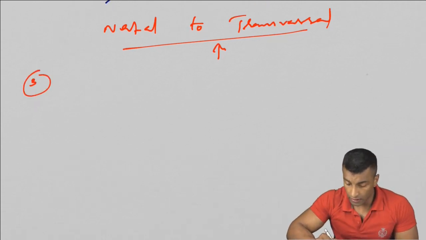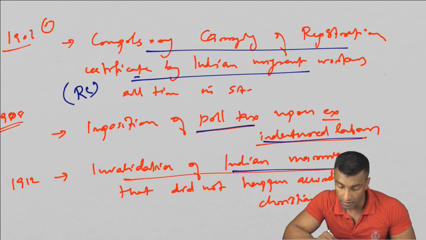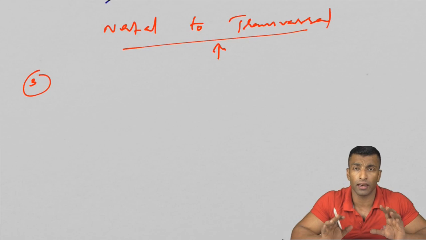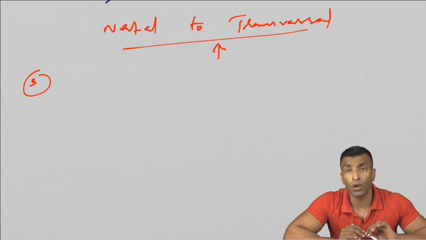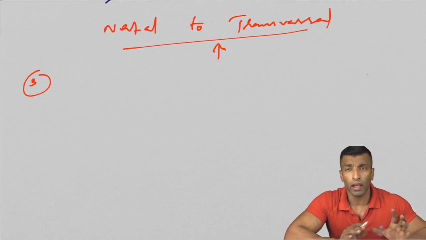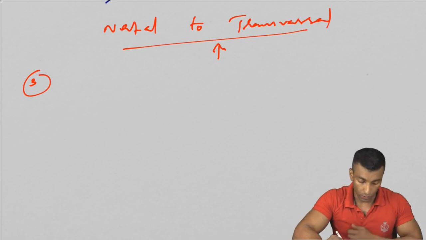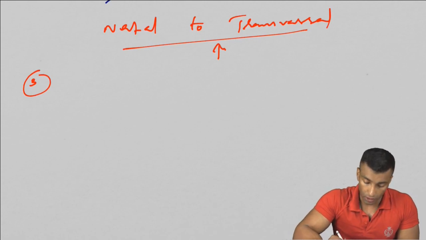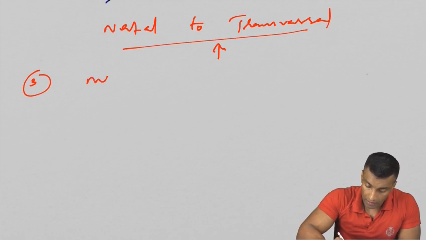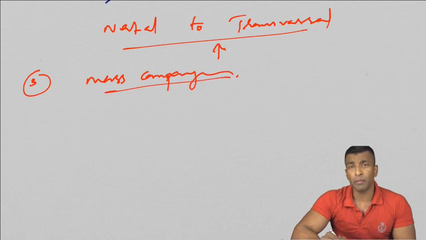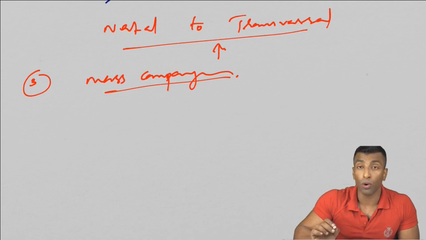Now the third one is this. Already I've discussed the invalidation of Indian marriages that did not happen according to Christian customs. As I've already told you, this is against the religious freedom of Indians, that you are not allowed to register your marriage if you are not married according to Christian customs. And Gandhi took up the issue in India. Even Congress also took up this issue. Gopal Krishna Gokhale also generated some support for Gandhi here. So Gandhi organized a mass campaign against it, and ultimately the British withdrew this law also.